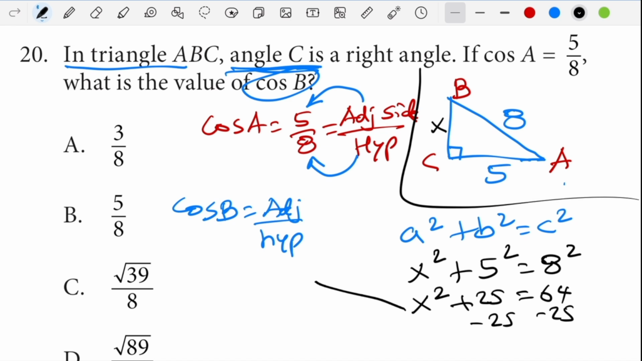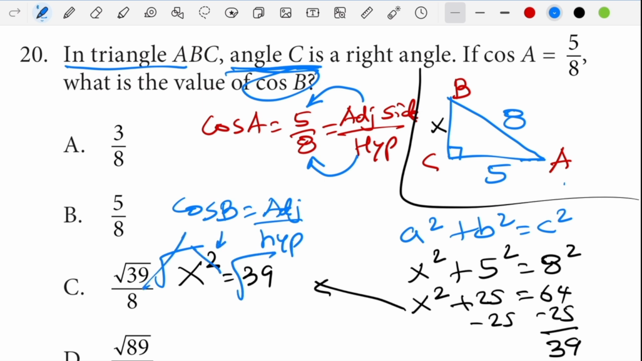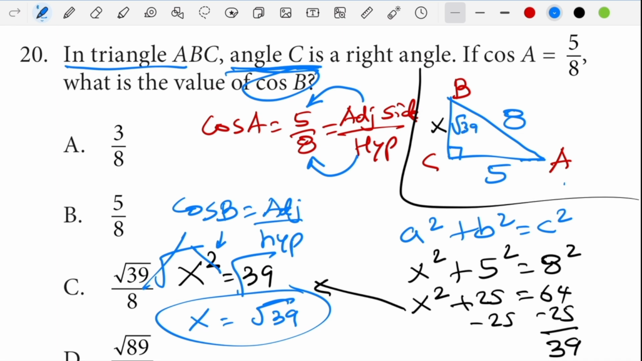Okay, let's move here. 64 minus 25 gives you 39. Get rid of the square. You do square root on both sides. Cancels. X equals plus or minus square root of 39, and 39 is not a perfect square. Now, because we're using a real triangle, I'm not going to be able to use a negative square root of 39, right? Because there's no length of a triangle that is going to be negative. So in that case, we only use the positive square root of 39. So this side is square root of 39.